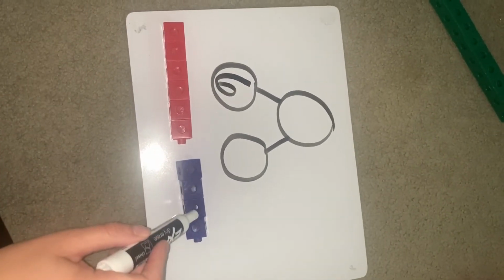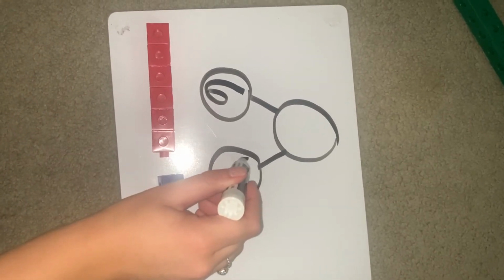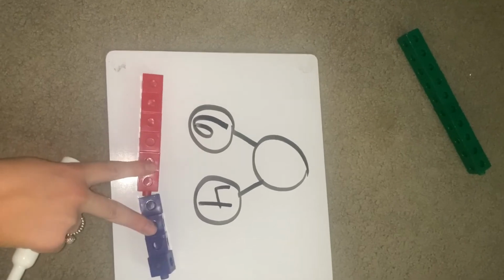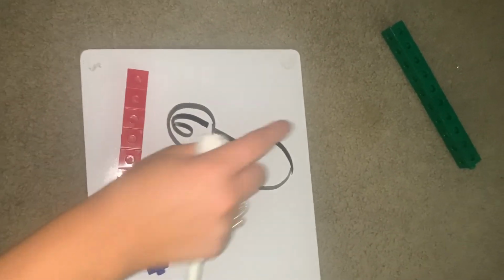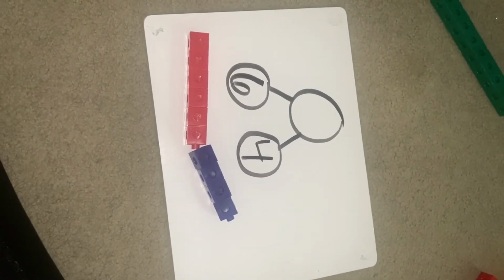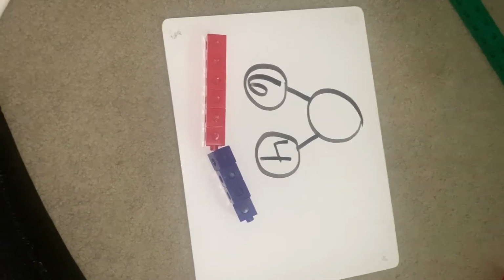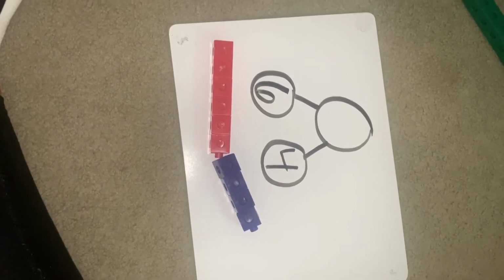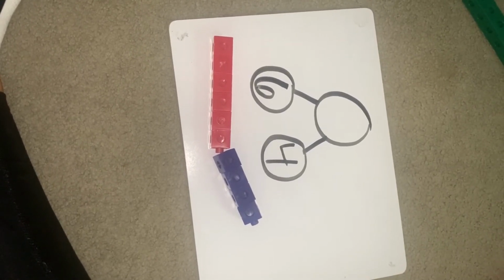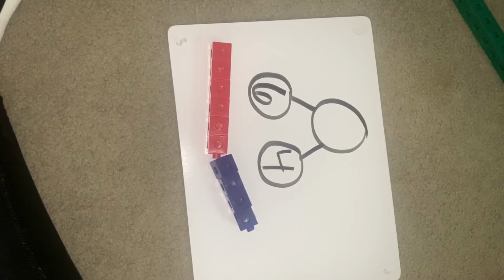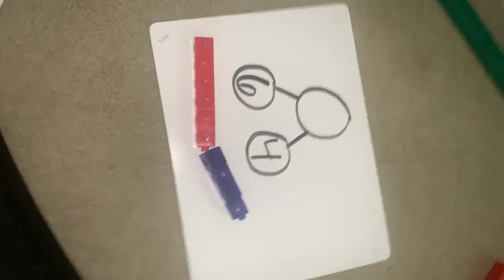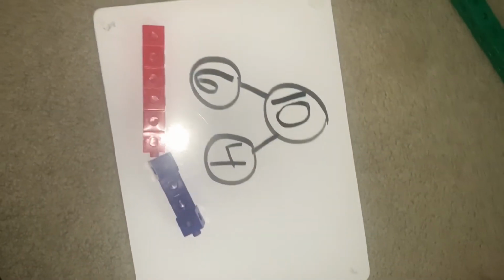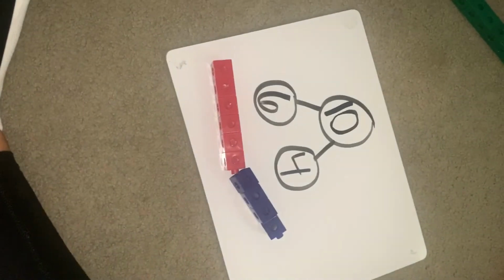And 1, 2, 3, 4 blue cars. Okay, now we need to count them all together and put our whole in the circle by itself. So go ahead and count the cubes, how many cars Ted would have all together, and put that answer in the circle up top. Okay, you should have counted 10 cars. So your number bond should look like this.